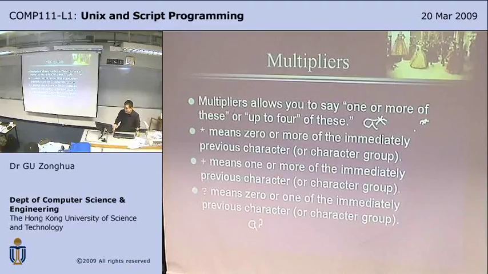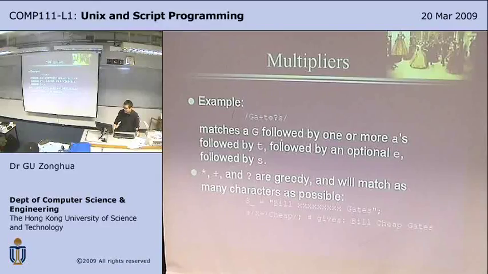So A question mark will match a null string or a single A, but it wouldn't match double A. While A star and A plus will both match double A or triple A. So this means a G followed by 1 or more A's, followed by T, followed by an optional E, that is 0 or 1 E's. Question mark means 0 or 1.